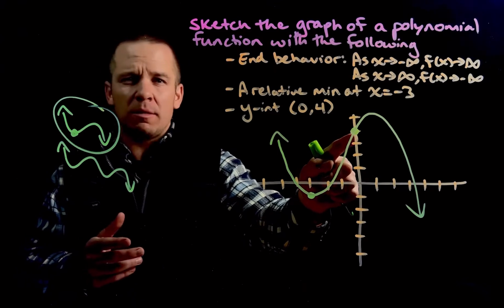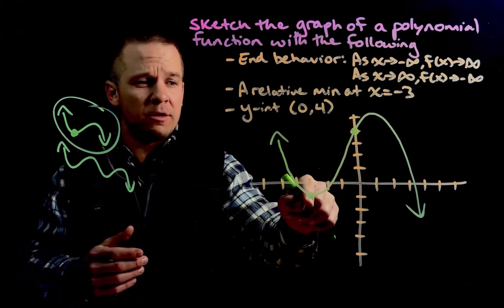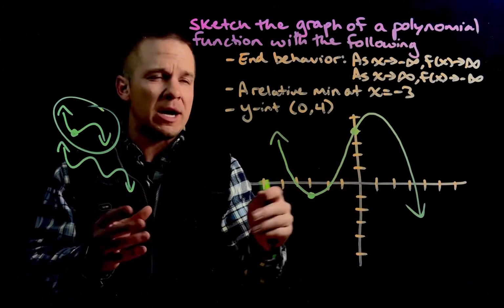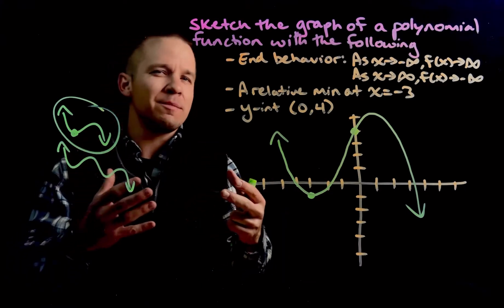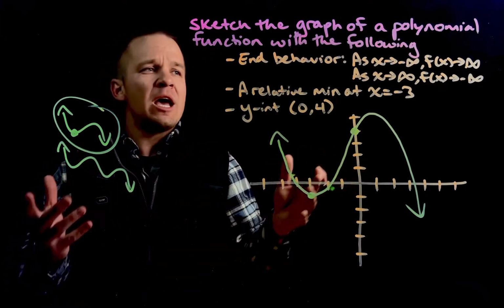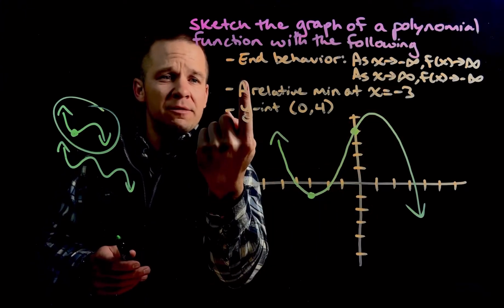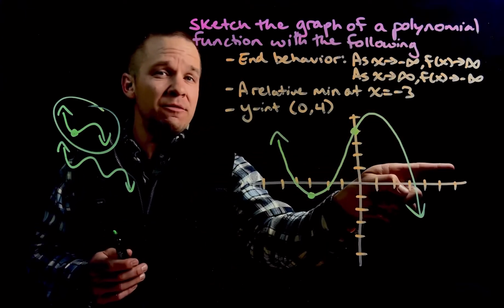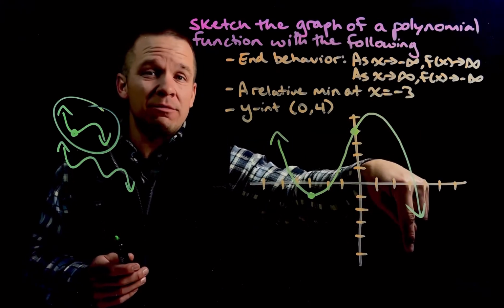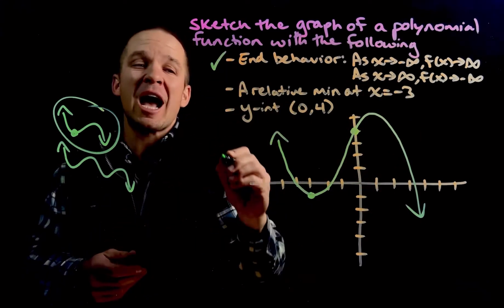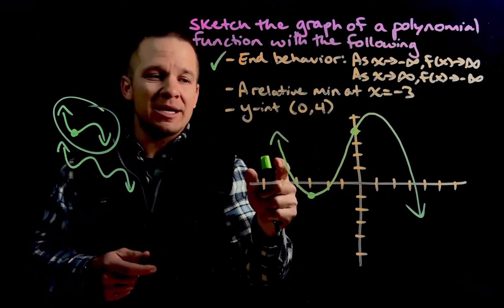This could possibly be my highest point. It could just pass through. It could have gone up and come back down to it. There's a lot of possibilities in these types of problems, which makes them kind of challenging. So does my end behavior match? As I go to negative infinity, is f of x going to positive infinity? Yes. As I go to positive infinity, is f of x going to negative infinity? Yes. This one, check.